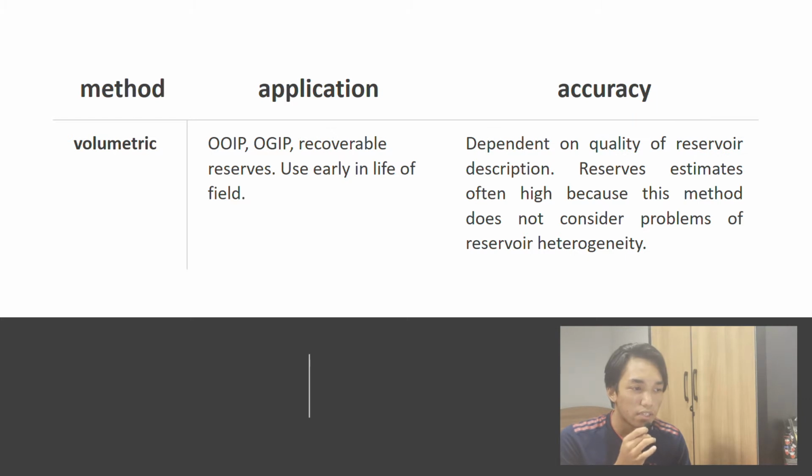And then for the table, the method is volumetric. The application requires OOIP, OGIP, and recoverable reserve, and it is used early in the life of the field. The accuracy is dependent on the quality of the reservoir description. Reserve estimates are often high because this method does not consider problems of reservoir heterogeneity.